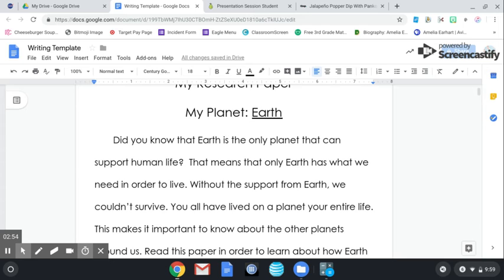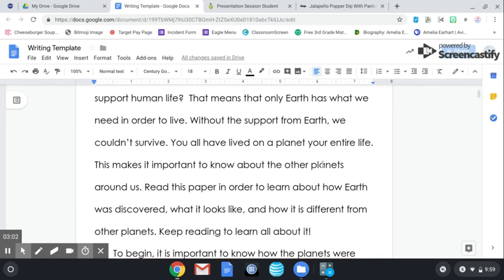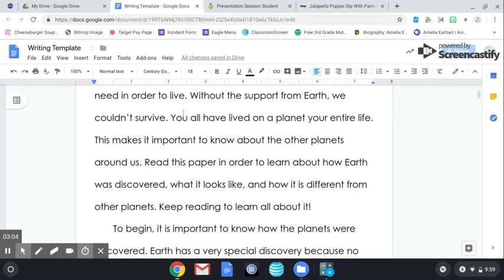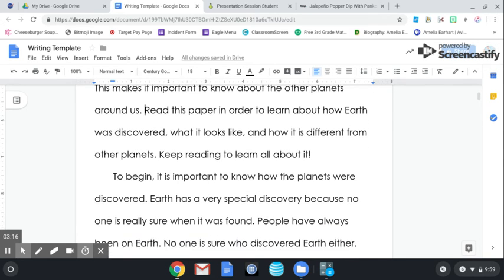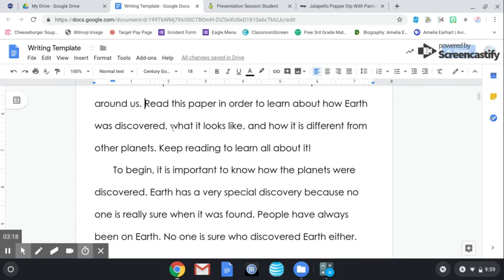Did you know that Earth is the only planet that can support human life? That means that only Earth has what we need in order to live. Without the support from Earth, we couldn't survive. You all have lived on a planet your entire life. This makes it important to know about the other planets around us. Read this paper in order to learn about how Earth was discovered, what it looks like, and how it is different from other planets. Keep reading to learn all about it.